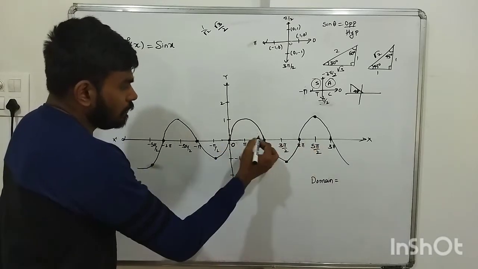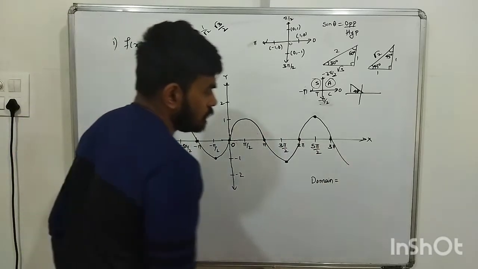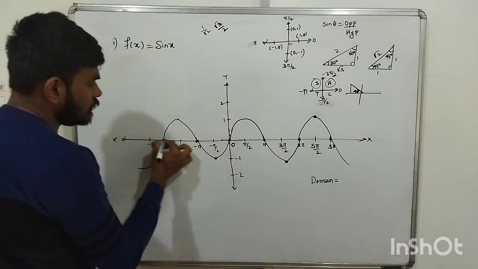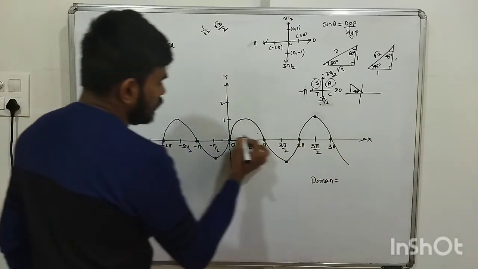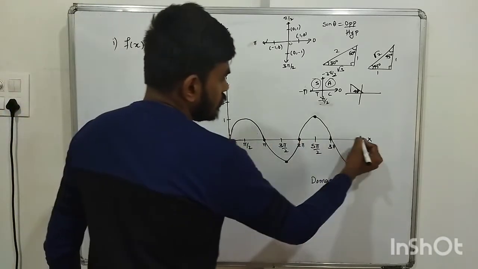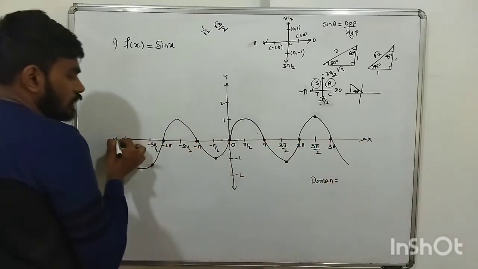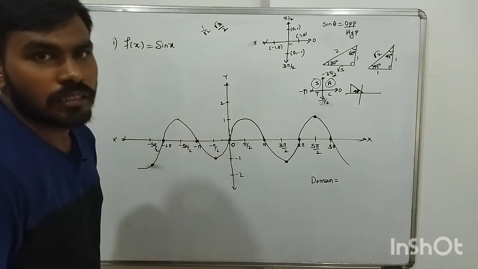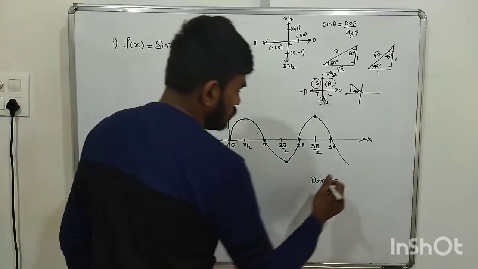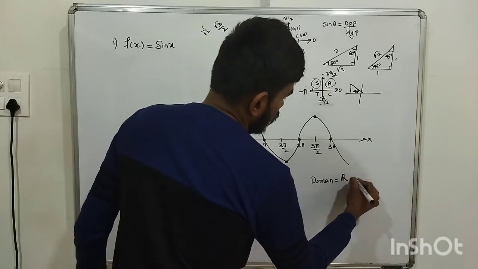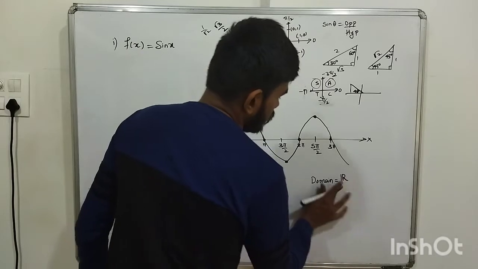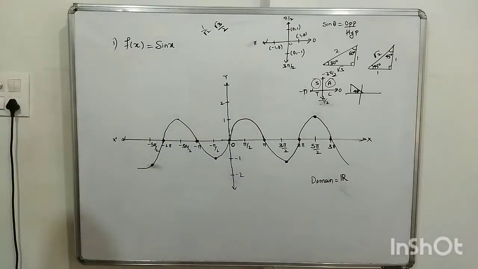So domain means set of all x. Any value on this number line, any value of this x axis you take, will always have something there. So domain is set of all real numbers. They are learned in the lesson on sets, relations and functions. Domain is set of all real numbers.